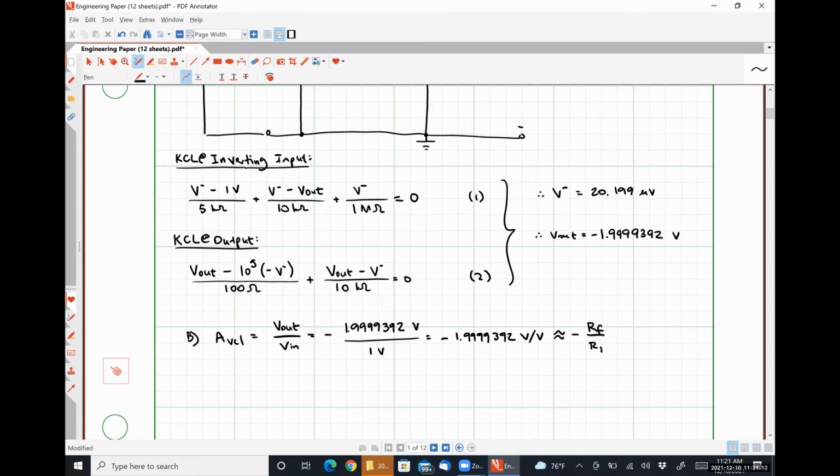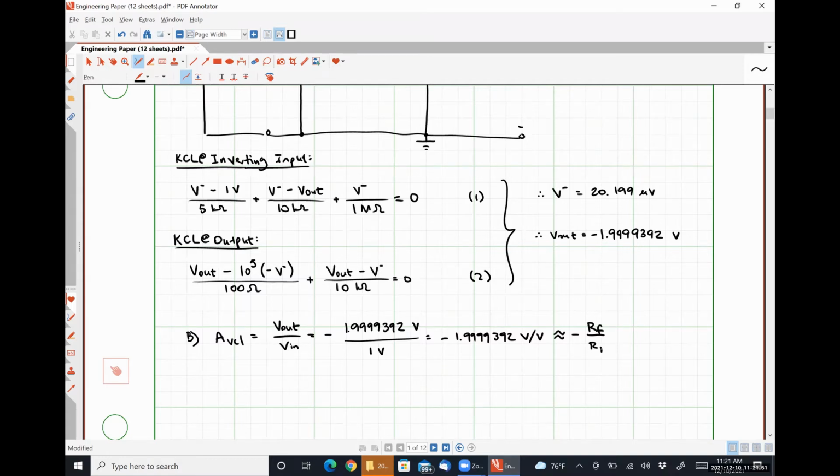Brandon. Are we not just rounding too because we want to account for R out? That R out makes it drop very, very slightly to 1.9999. I'm not rounding it to 2 because I want to show you that there is a small difference between the practical behavior and the ideal behavior. Right, so this 20.199 microvolts, that's really close to 0, which is what we would expect for an ideal op amp, but it's not technically 0. So that's why this isn't technically just 2.